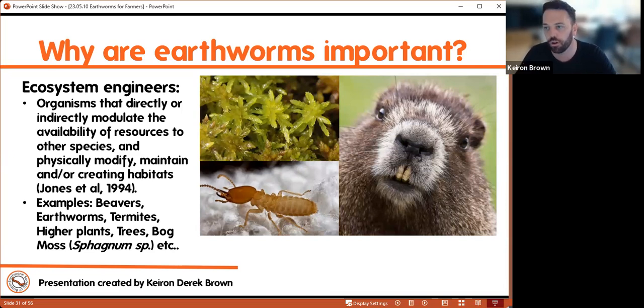Examples in the plant world are much more numerous, actually, because plants quite often are ecosystem engineers, but some really clear ones would be trees. You don't get a woodland without trees, and sphagnum moss, because you wouldn't get a sphagnum bog without sphagnum. Earthworms are less obvious because they're below ground and we don't see what they're doing, but earthworms are creating that habitat from the ground up. So they are ecosystem engineers, just hidden away a little bit more.